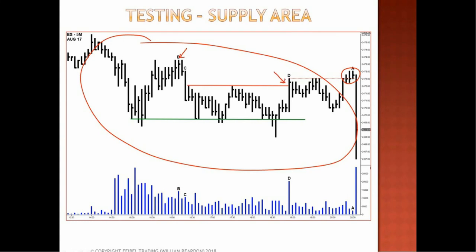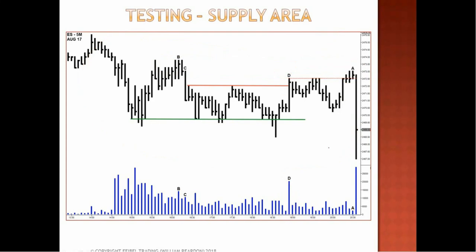D is climactic. With all this volume, it doesn't achieve anything. No continuation to the upside. Acts like an upside shakeout. And then we print bar A in the middle of all this selling area. This amount of buying force is suspect. This is telling us there is no demand in the market. And then boom, we get this response. Good. On to the next chart.